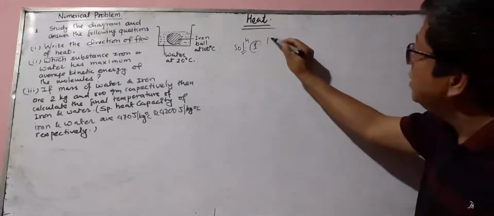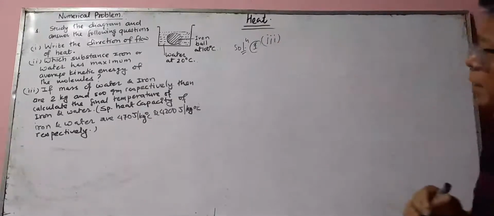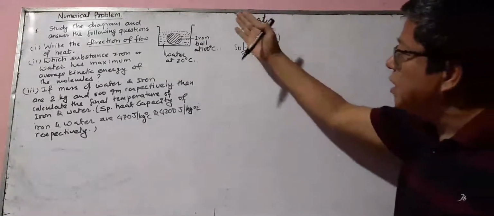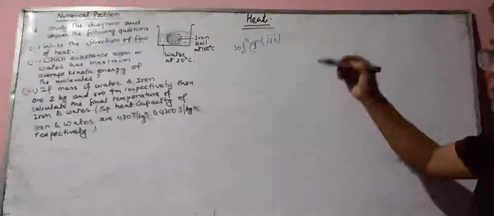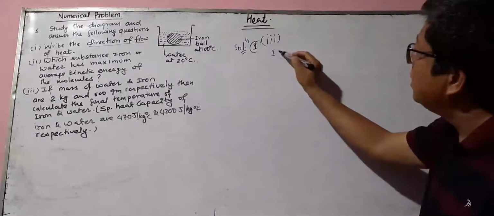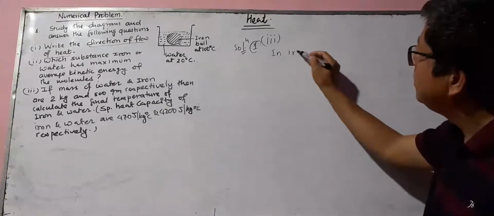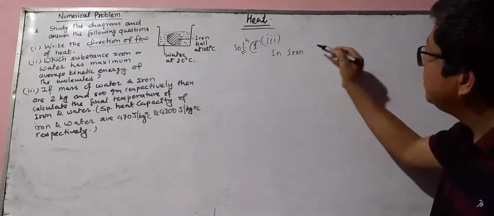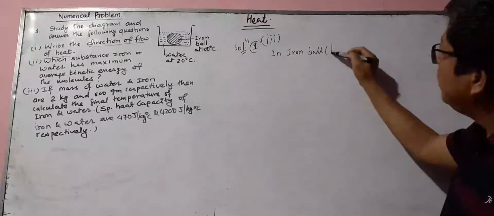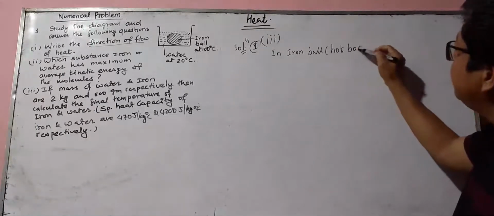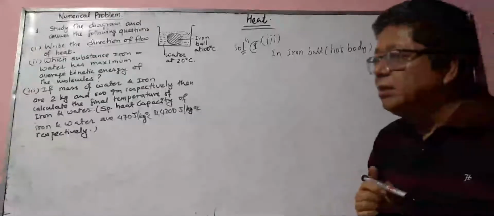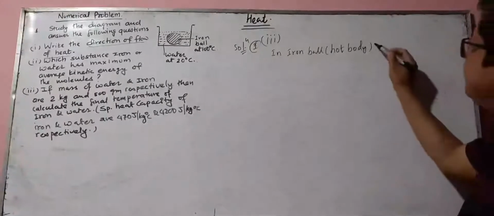So in the case of the third one, now there are two bodies, one is hot, another is cold. So we start from the hot body. So in iron, we write it's the hot body. Okay, so the hot body loses the heat energy.